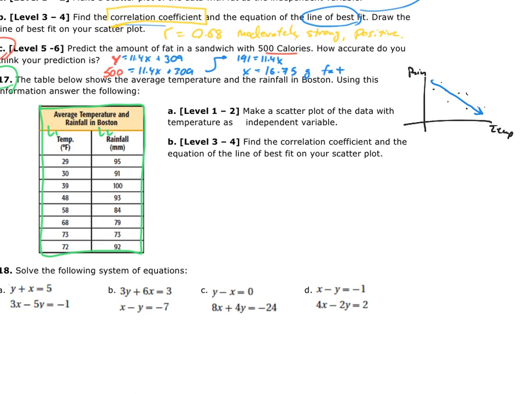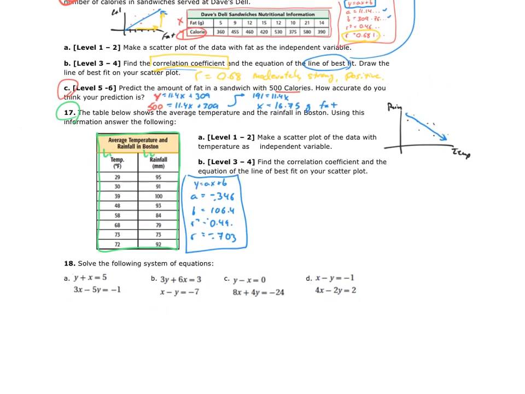And a correlation coefficient. When I plug this into my calculator, it gives me y equals ax plus b. It tells me a is negative 0.346, b is 106.4, r squared is 0.49, and r is negative 0.703. All right, that's great, but that doesn't mean much to us unless we use it for something.